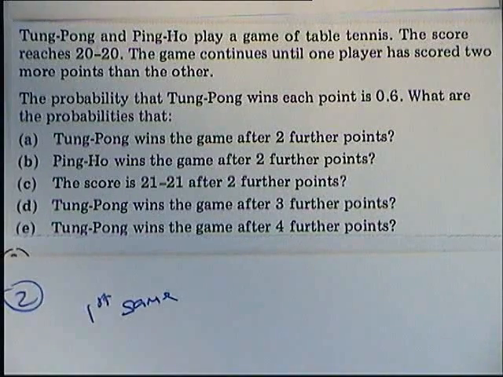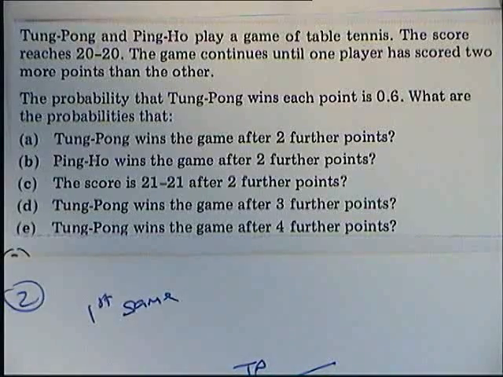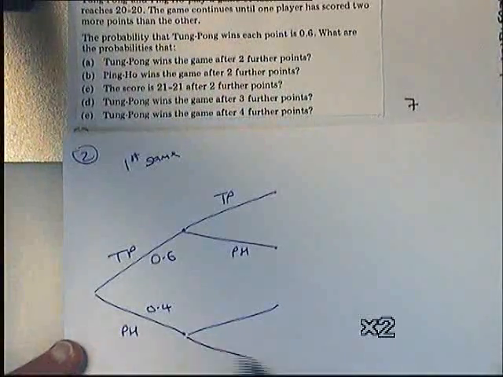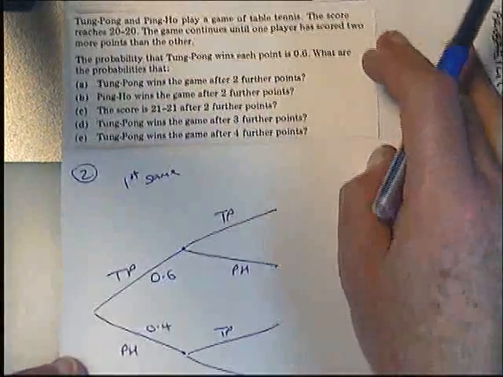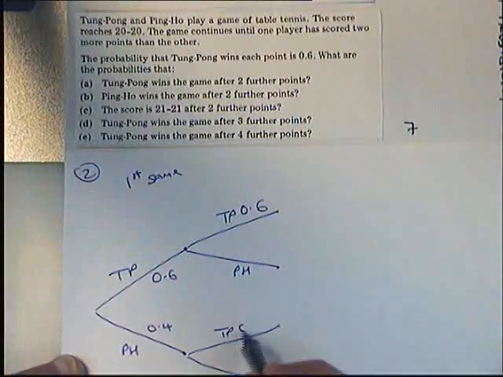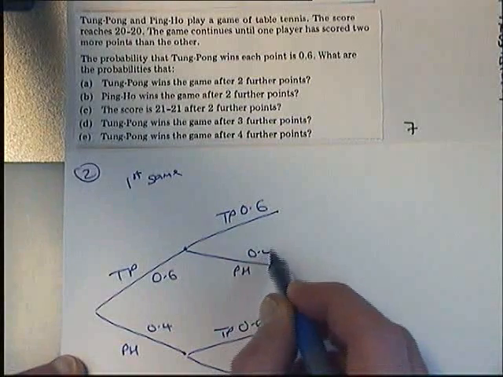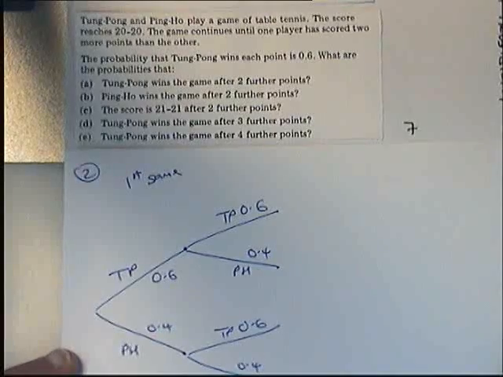Then after there, we need to look at the next game, which can either be won by TP or PH. We know that TP winning any game or each point is 0.6, so that's going to be a 0.6, that's going to be a 0.6. These are both going to be 0.4s. So that's our tree diagram.